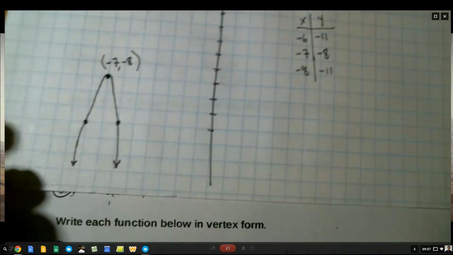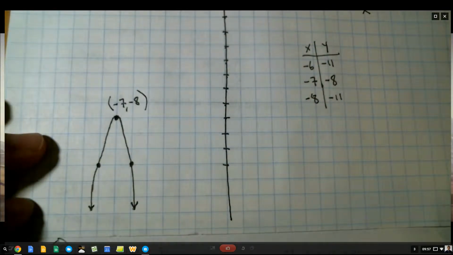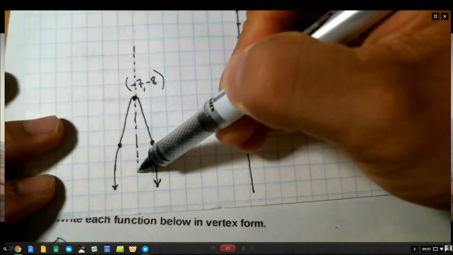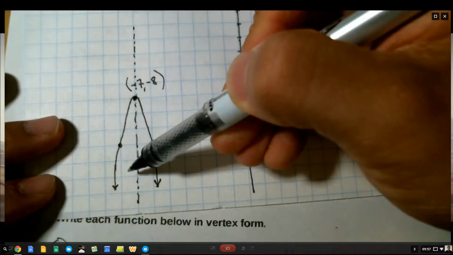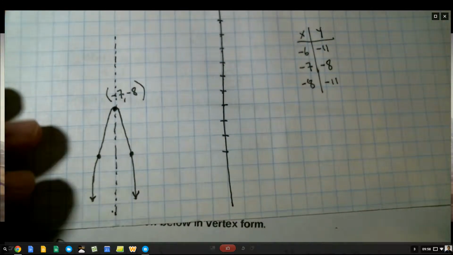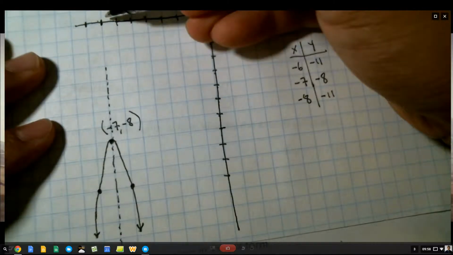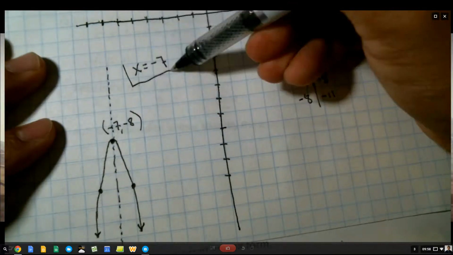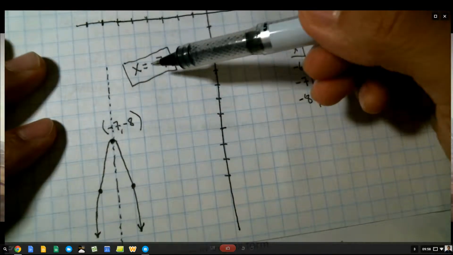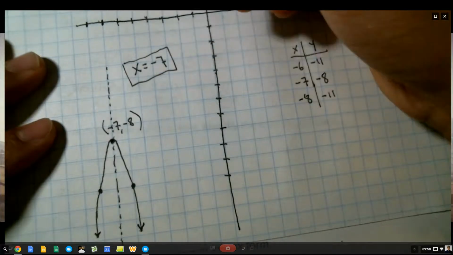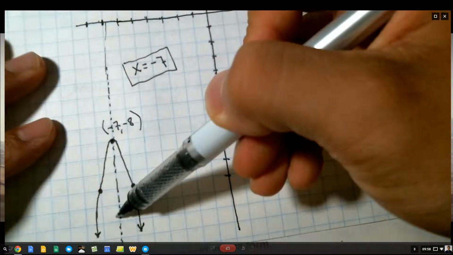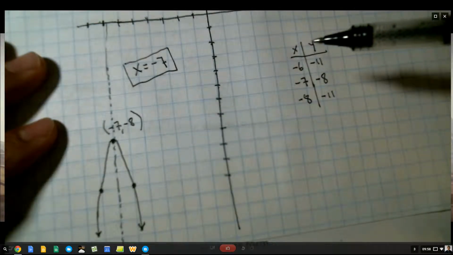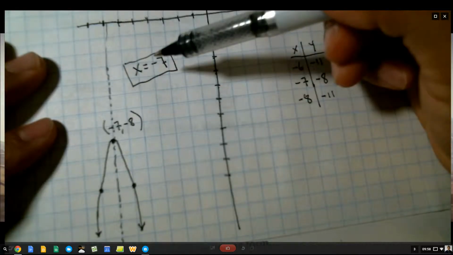So now the question is, what is my axis of symmetry? It's that one line that divides this parabola in half, perfect mirror images of each other. That line is at x equals negative 7. So x equals negative 7 is my line of symmetry. It's just a line that goes down at negative 7, and it cuts our parabola in half. So this is my axis of symmetry, x equals negative 7.